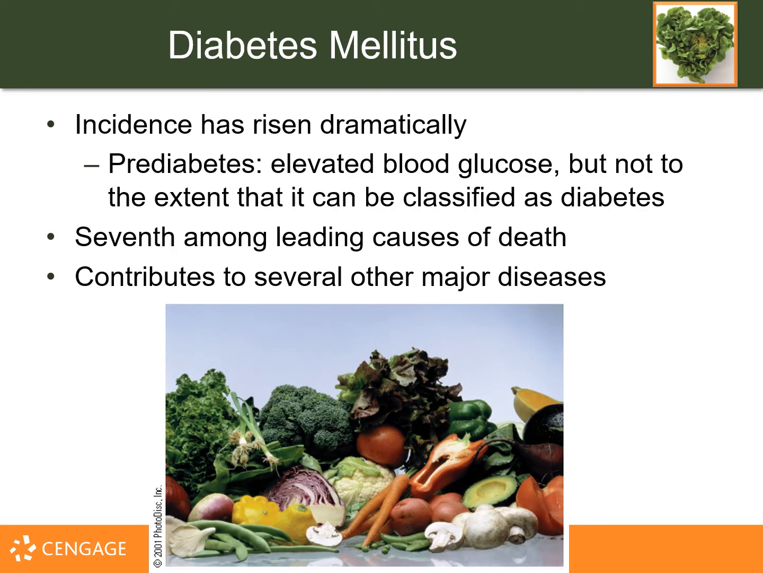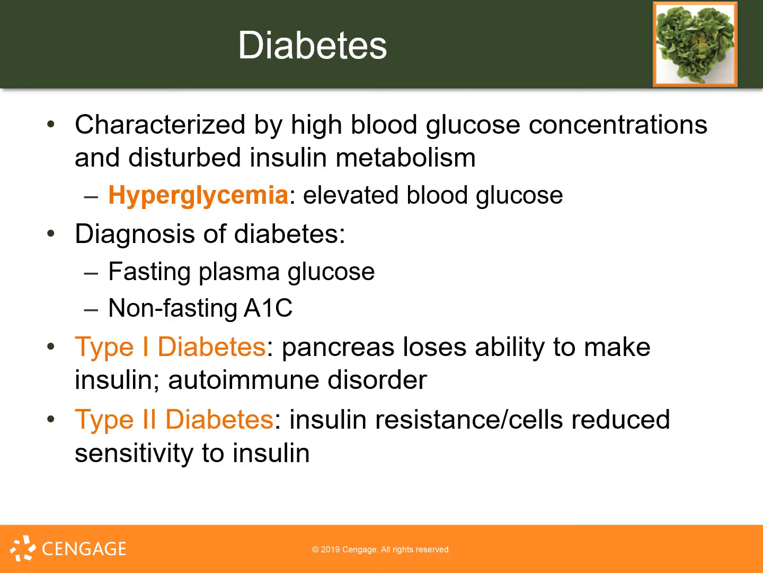Moving on to diabetes. Incidence has risen dramatically. Prediabetes, elevated blood glucose, but not to the extent that it can be classified as diabetes. 7th among leading causes of death, and contributes to several other major diseases, including heart disease, stroke, hypertension, blindness, and kidney failure. Diabetes is characterized by high blood glucose concentrations and disturbed insulin metabolism. Hyperglycemia is elevated blood glucose.